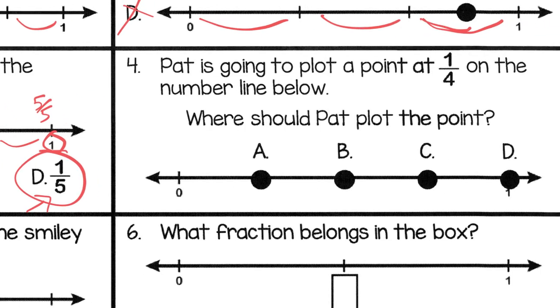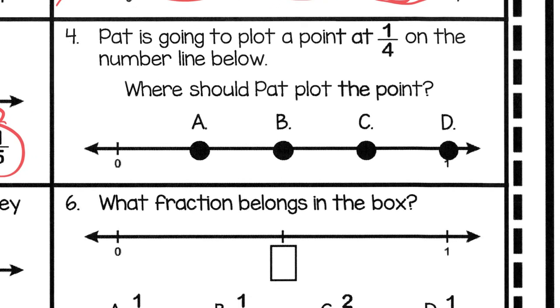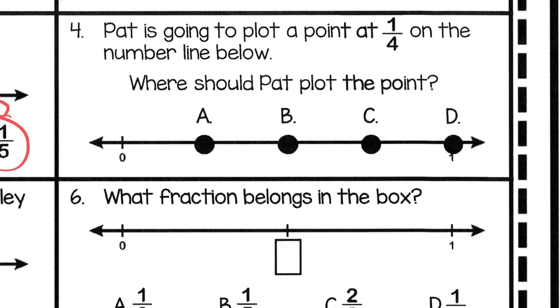Let's take a look at 4. Pat is going to plot a point at 1/4 on the number line below. Where should Pat plot the point? Well, let's make sure we're broken into 4 pieces. 1, 2, 3, 4. So we're good there.